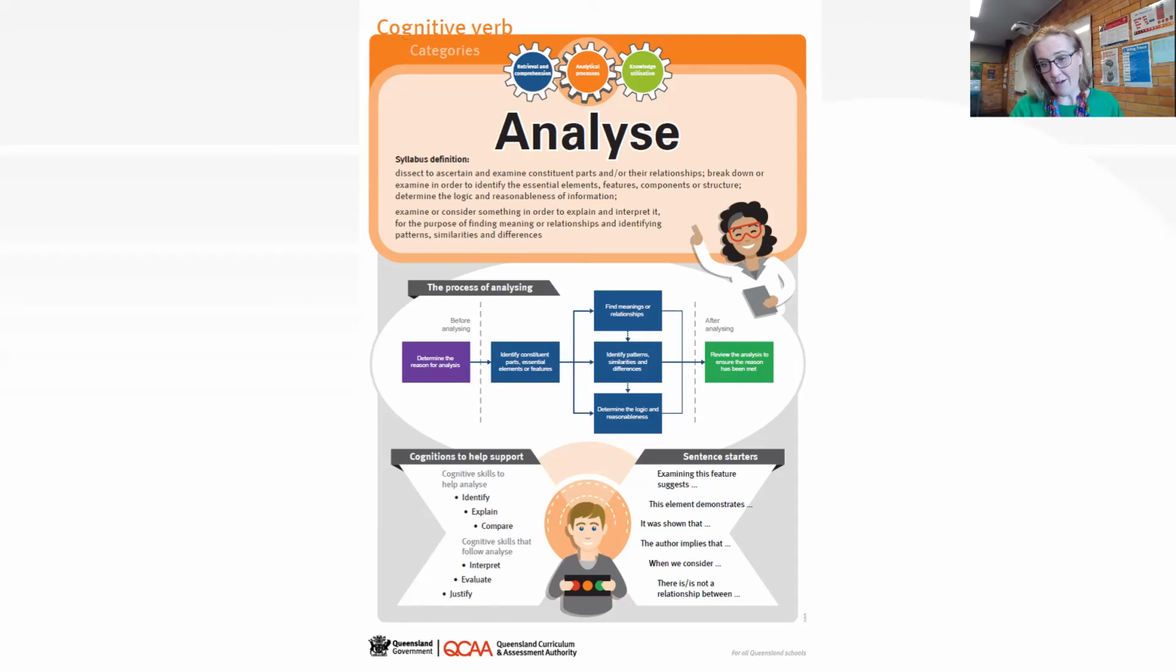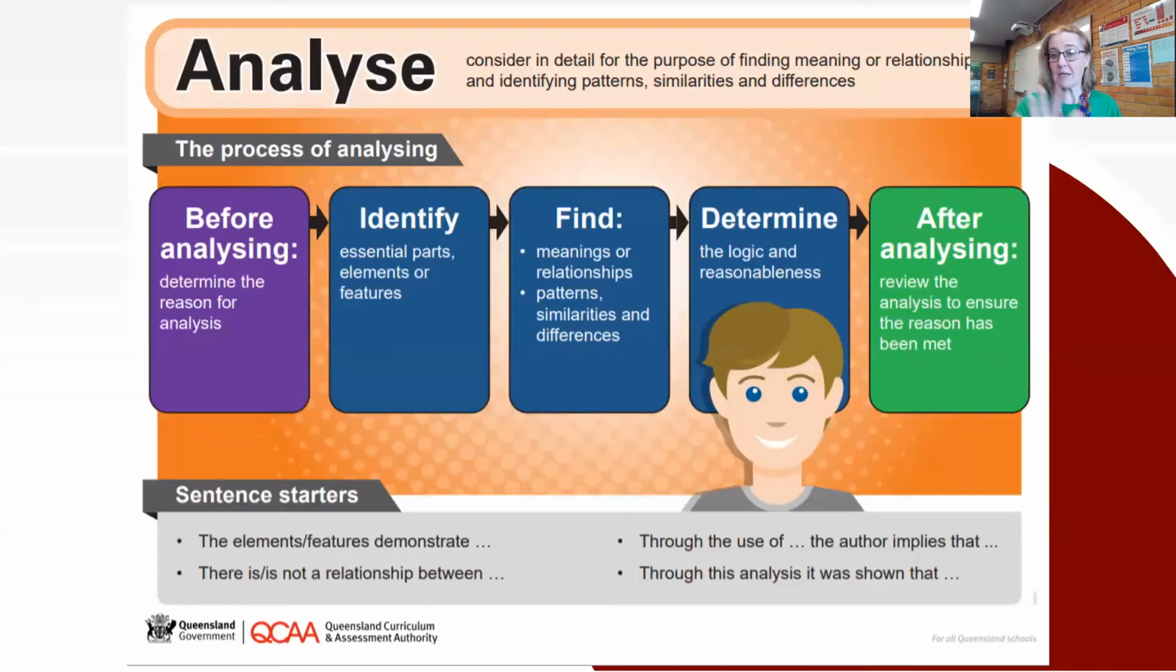So we have access to a middle school, so year 7 to 10 cognitive verb poster. And you can see that the focus of this poster is that process. So just going back and having a look.